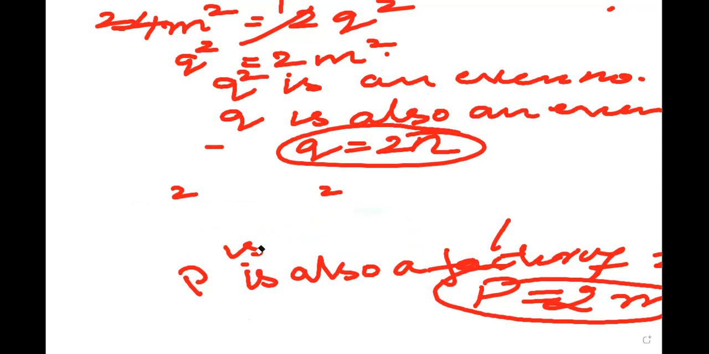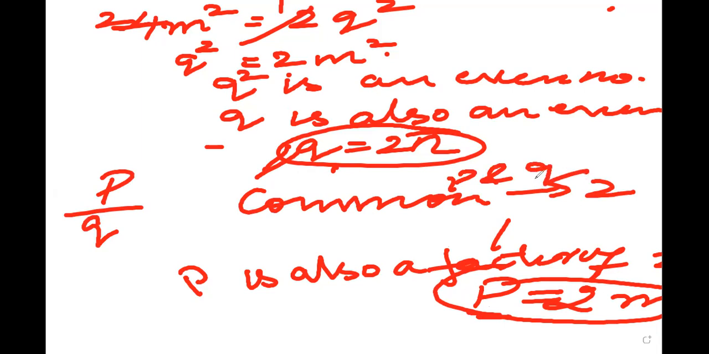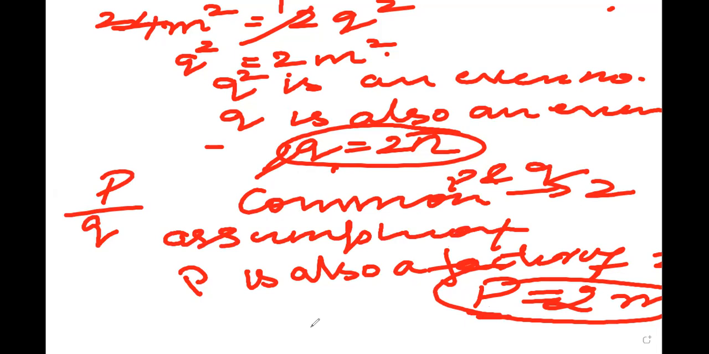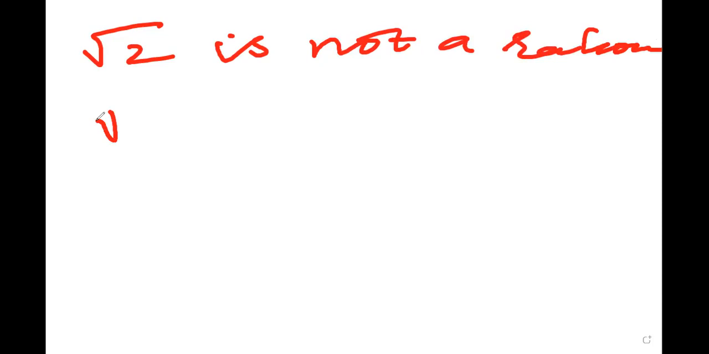Children, this is a contradiction, because in the beginning we said that if this is a rational number, then there is nothing common in p and q. But we have now proved that p and q have a common factor 2. So this is totally contradictory. It means we can say that our assumption is wrong. And you can say that root 2 is not a rational number. Actually, it is an irrational number.